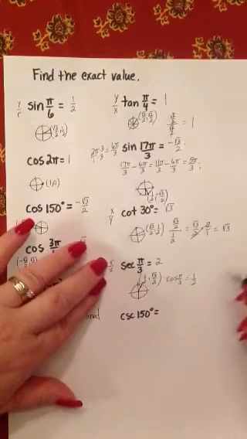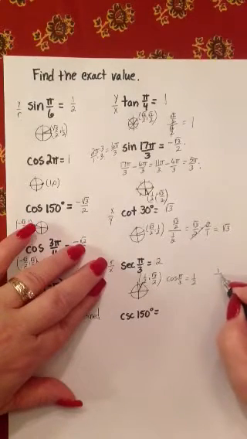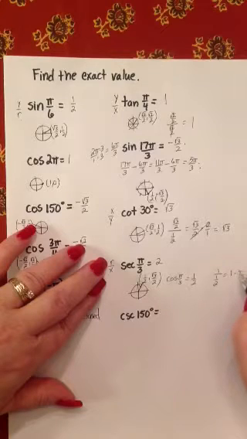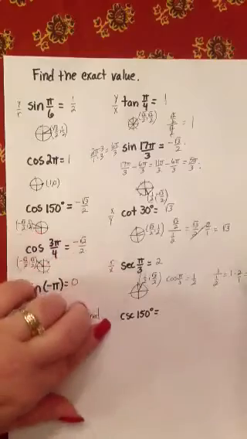If I'd have done the r over x, I would have said 1 divided by 1/2. Dividing fractions, easy as pie, flip the bottom and multiply. So that's how you get 2.